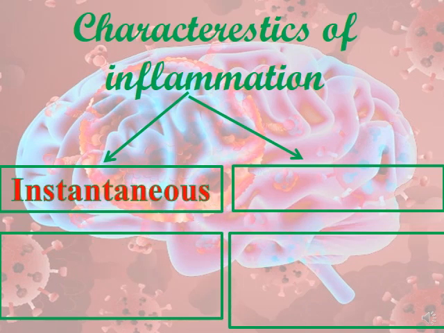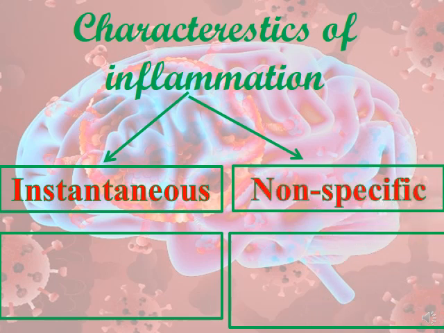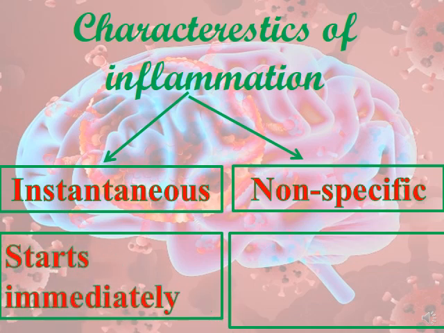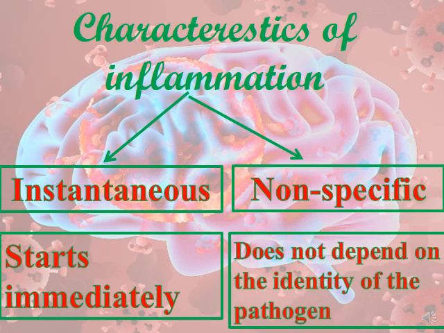Characteristics of inflammation: we have instantaneous and non-specific. Inflammation is instantaneous. What is the meaning of instantaneous? Meaning that it starts immediately. So inflammation is instantaneous, meaning that it starts immediately, while non-specific means that it doesn't depend on the identity of the pathogen, meaning that it kills whatever is non-self. It doesn't depend on the identity.